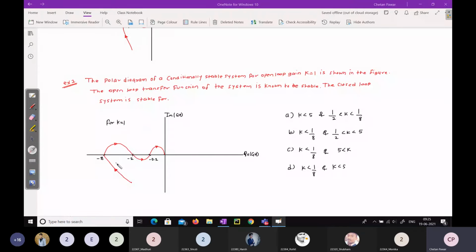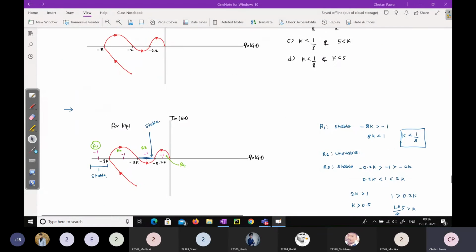Now we need to vary the value of K. So what I will do, I will multiply each point by K. So this point will be minus 8K, this point will be minus 2K, this point will be minus 0.2K. Let us see that diagram when K is not equal to 1. Now what I will do, I will put the -1 point in each region and we'll check the stability.